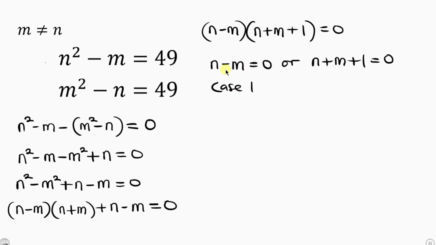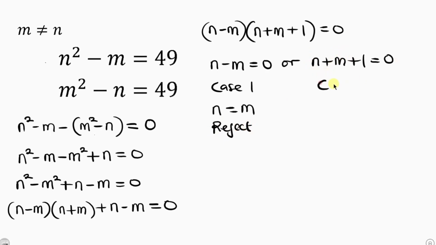Now from the first case, let me call this case 1. From the first case, you notice when I move negative m to the right hand side, we have n to be equal to m. Now remember what the question said, m is not equal to n, so they cannot be equal. So we're going to be rejecting this. Now we're going to be solving with this.